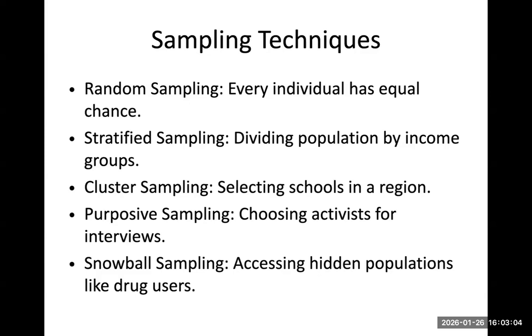Then stratified sampling is dividing the population by income groups, or dividing the sample population by their gender, whether they are male, female, or other. Accordingly you divide them, and then you do the stratification in the study. Another sampling type is cluster sampling. Maybe you are doing a study in a bigger region, so you select schools in different clusters. For example, if you are conducting a study in Mumbai, you create certain clusters, and then you select schools from those particular clusters, so that there will be equal representation from different clusters of the city.